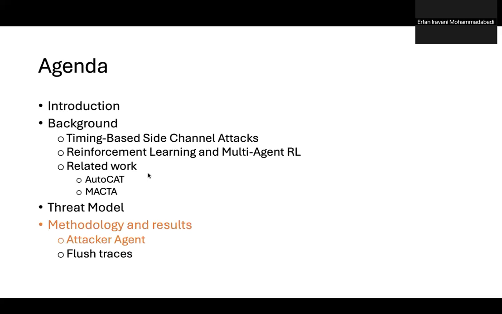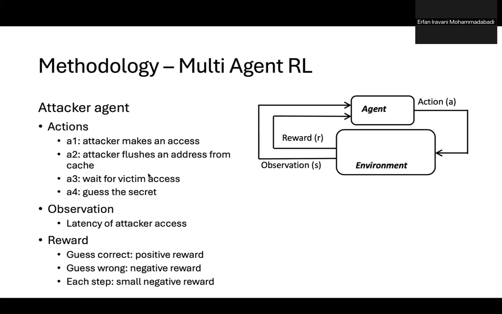Now we'll discuss the methodology that we have for incorporating flush instructions into the discussed frameworks, and the results we have until now. We modified the attacker agents to give them the ability to do flush. So now the attacker has an extra action, which is flushing an address from the cache, and the reward and observation will remain the same.